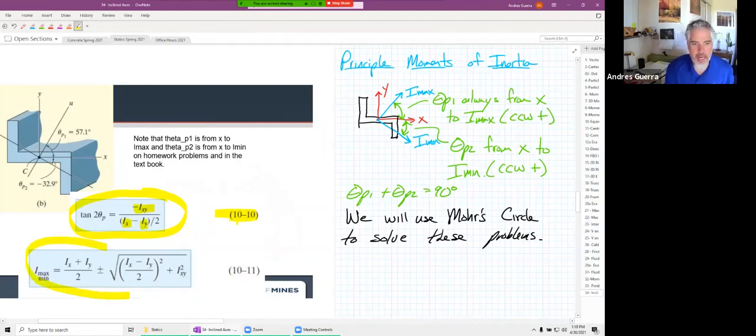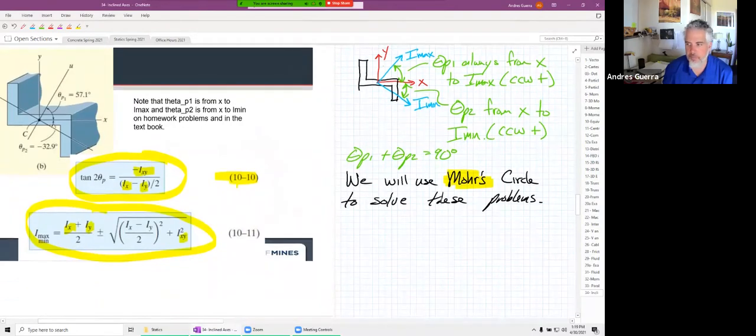Same with Imax and Imin. They give us an equation for Imax and Imin. Again, it's a function of Ix, Iy, and Ixy. We'll talk about where this function comes from, but we're going to use Mohr's circle, a geometric way of doing all of this. But those equations are in your textbook as well.